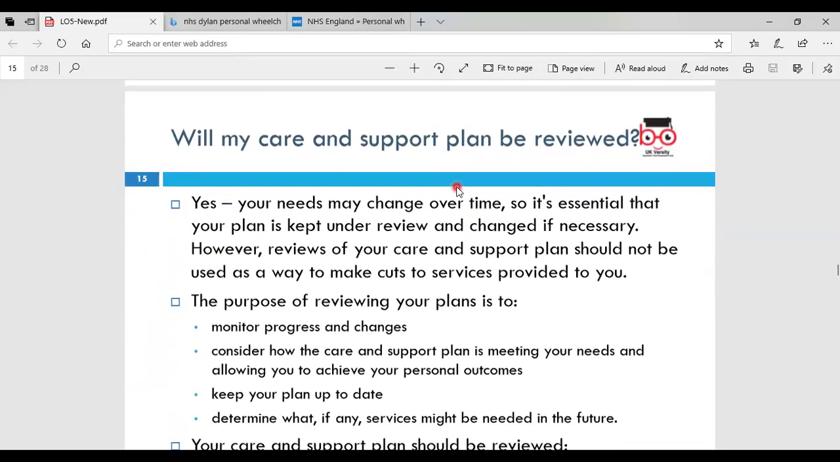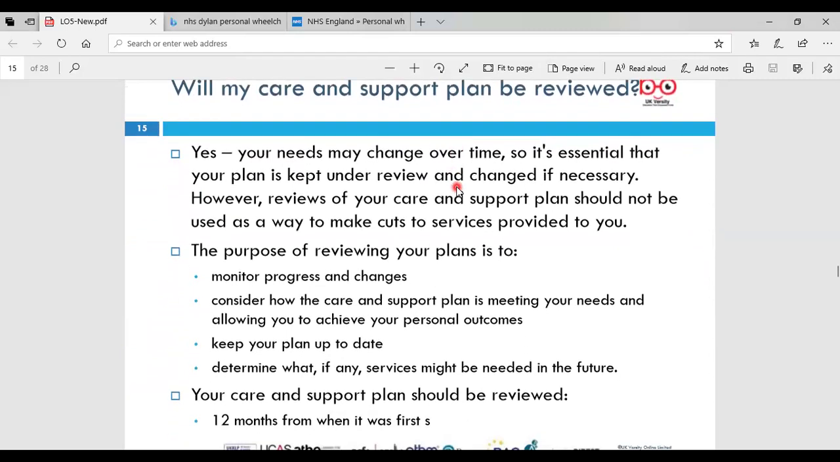Will my care and support plan be reviewed? Yes. They could have a question from you so that there could be a change over time if that care plan did not work. So it would be discussed and then changes could be made. Reviews of their care and support plan should not be used as a way to make cuts to services provided to them. It should be in addition to them, not excluding anything else. The purpose of reviewing the plan is to monitor progress and changes.